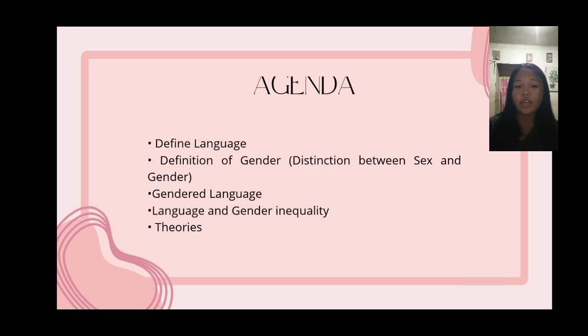So we have the agenda. First we're gonna tackle the definition of language. Next is the definition of gender, and the distinction between sex and gender. Also gendered language, and I also provided some examples of gendered language. And next is why there is inequality between language and gender, and also theories that could prove that there is a relationship between language and gender, and also how the inequality happens.